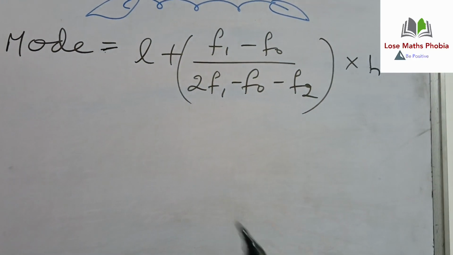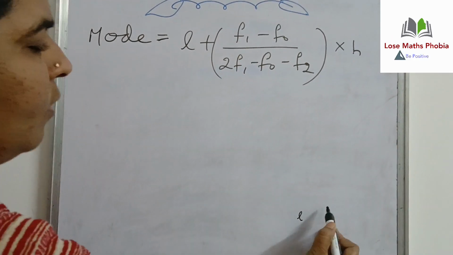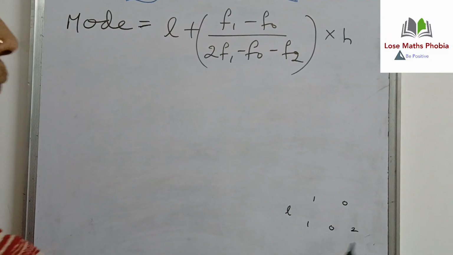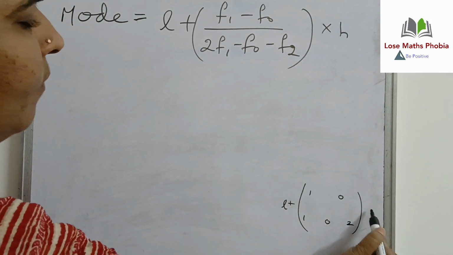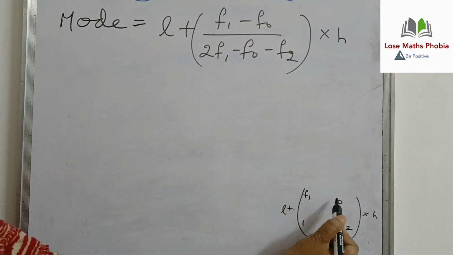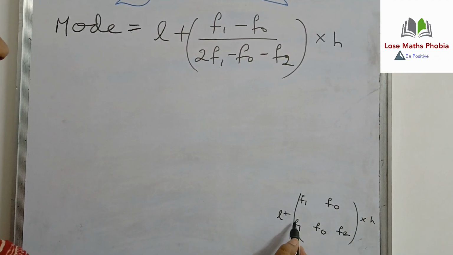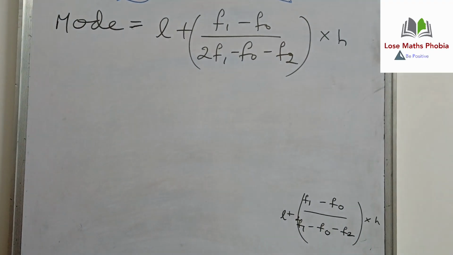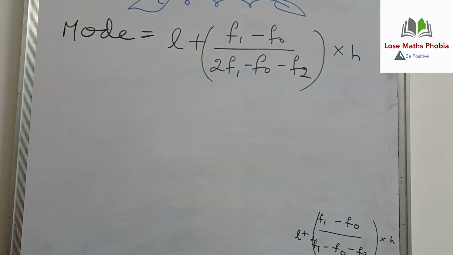How I told my children to remember it very easily is, first of all, L should be written here. Then you remember 1, 0. Then you remember 1, 0, 2. And you put plus here. You close the bracket, put into here and write H. Later on you can write F here, F, F, F, F, and add just 2 here, and minus, minus, minus, and put by. Just remember 1, 0, 1, 0, 2. It will be very easy to remember the formula.